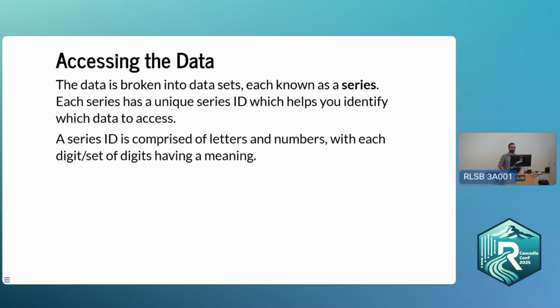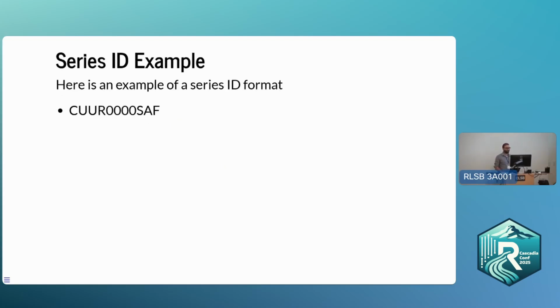City averages. So accessing the data tends to be broken into data sets, and each of those data sets is known as a series. Each series has a unique identifier so that you can know what data you're accessing. And that series ID is comprised of letters and numbers, with each digit and set of digits having a specific meaning. So we're going to look at an example at the moment.